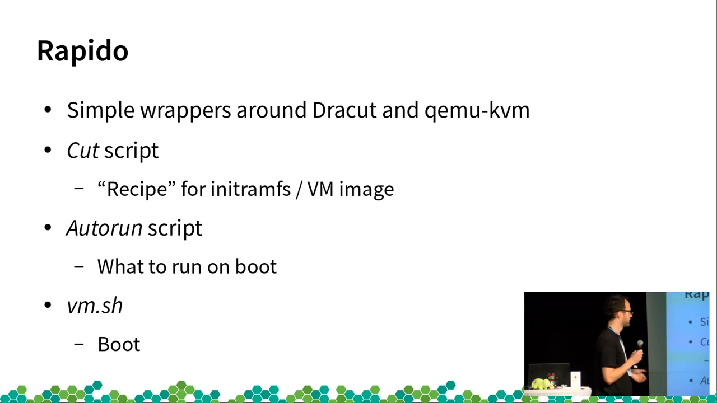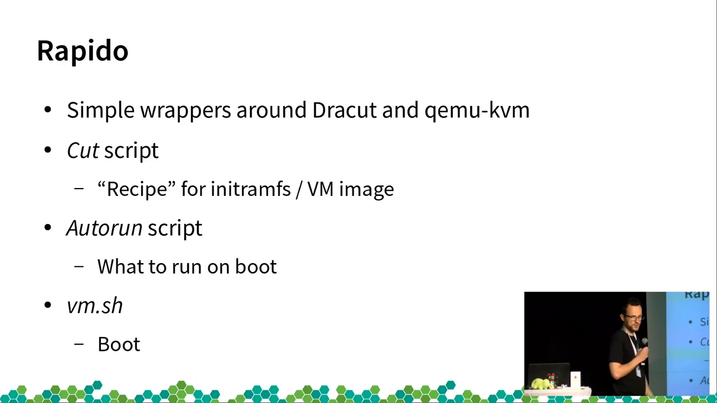Really, it's just very much brain dead wrapper scripts around Dracut and QEMU. We have what's called a cut script, so that is calling Dracut with all of the dependencies I need for testing. So basically, for each test target, so say local file system testing or CephFS testing, CephRBD, I would have a separate cut script, which then handles the image generation via Dracut.